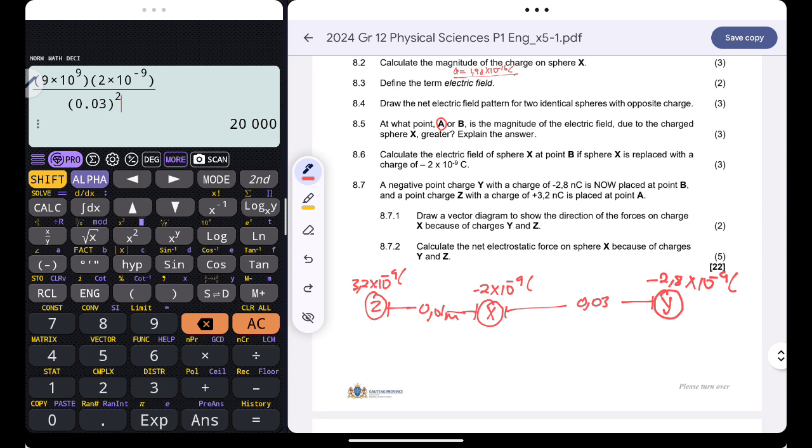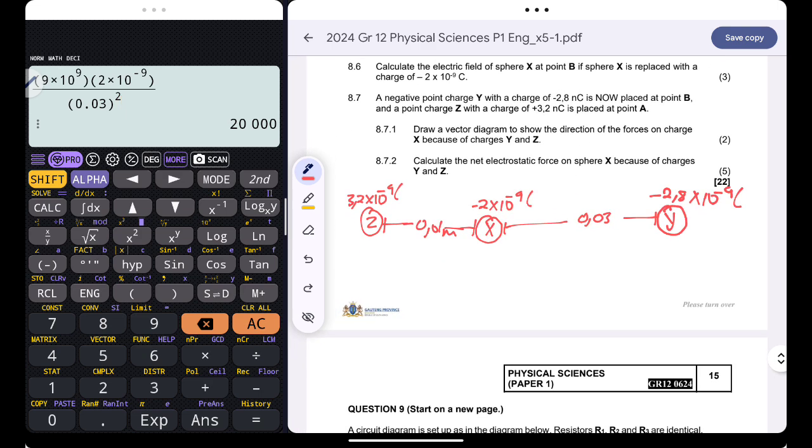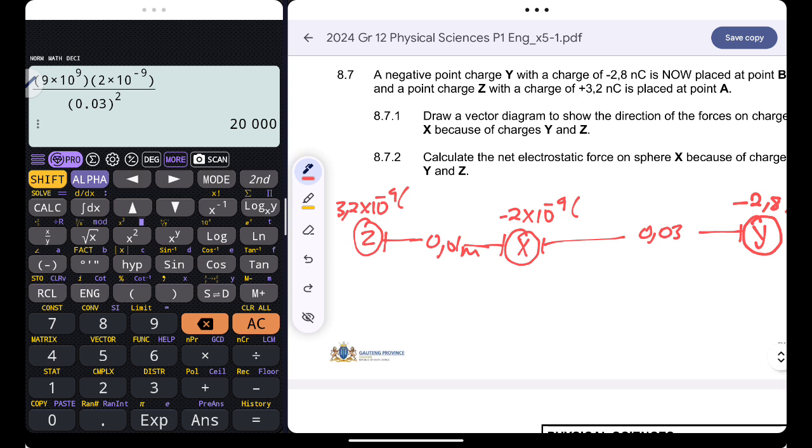forces on charge X because of charges Y and Z. Okay, I want to know how is charge X going to behave as a result of charge Z. Let me use a different color. This free body diagram will represent charge X. The behavior of charge X as a result of charge Z, since these two have different polarity, one is positive and the other one is negative, there will be an attraction force between the two charges. Are you together? So the two charges will just pull each other towards each other.